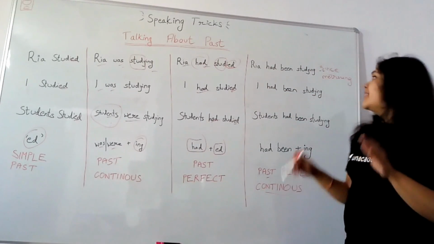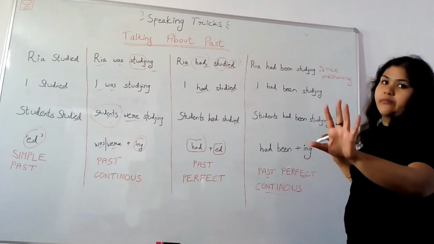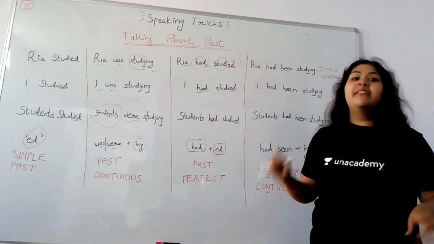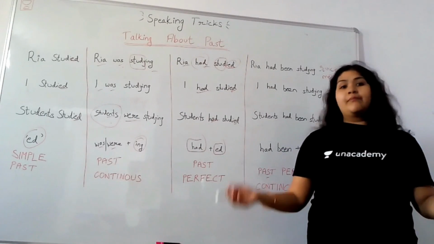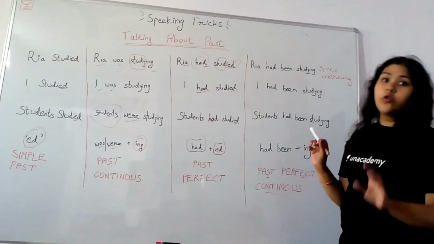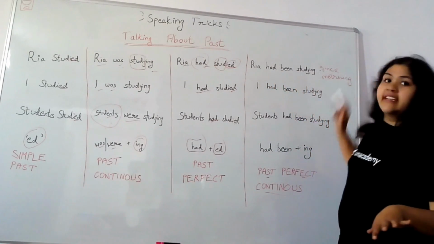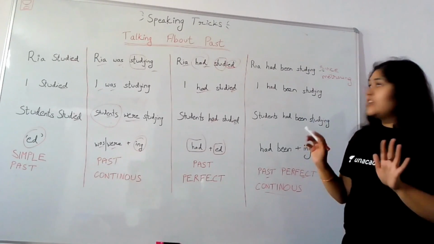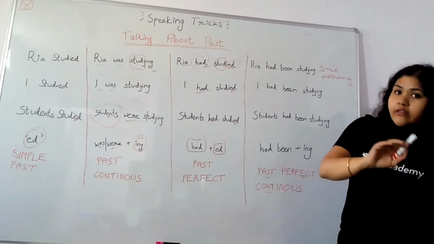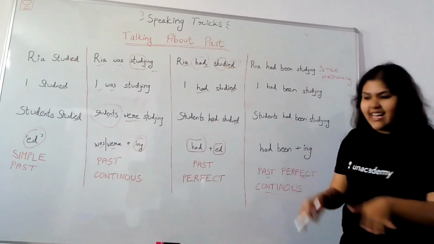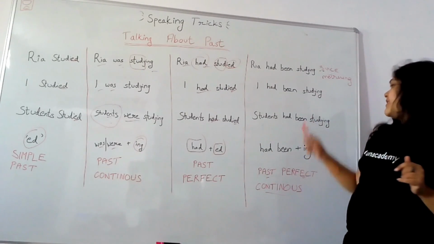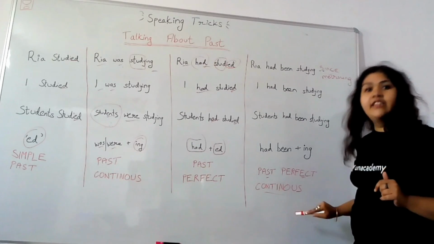What does it mean? Maybe since morning it was 8 o'clock, and the time we were talking about is maybe the evening. Maybe I am saying that I went to Ria's house in the evening and Ria's mother told me that Ria had been studying since morning. It means we are describing a situation that was going on for a long time and had ended when I reached that spot. Such sentences are called past perfect continuous.